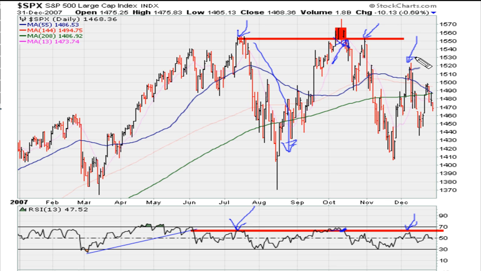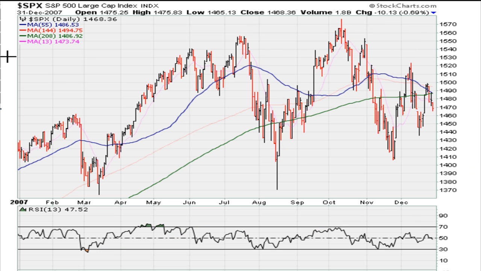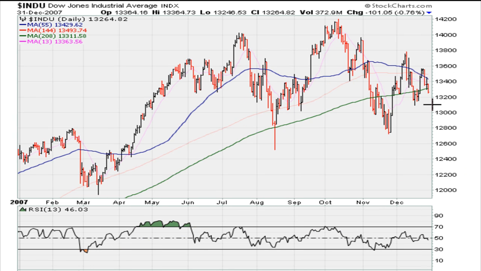So all the things that we are learning here about negative divergence, where to draw the resistance levels on the RSI and resistance levels in price, all make sense in explaining why the market looked a little bit questionable coming into late 2007. Now we take a look at the Dow, and the Dow has a similar chart to the S&P 500.